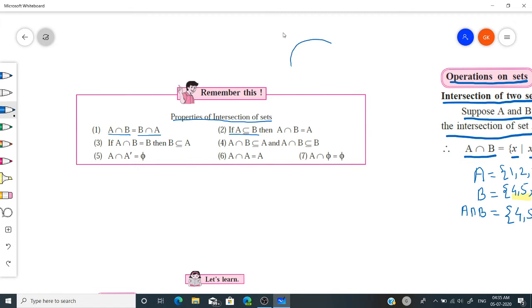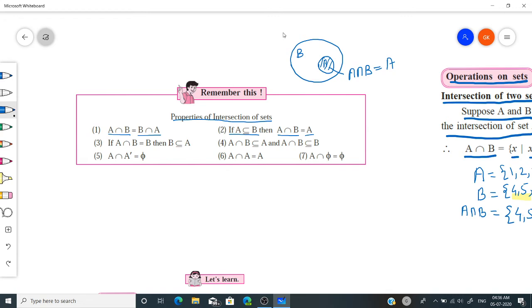That is, A is subset of B. If we draw the Venn diagram in this way, that A is subset of B, that means A is small. Here is the A. A is a subset of B. Then A intersection B is this. Therefore, we can write here A intersection B is equal to A. A intersection B is nothing but the A.